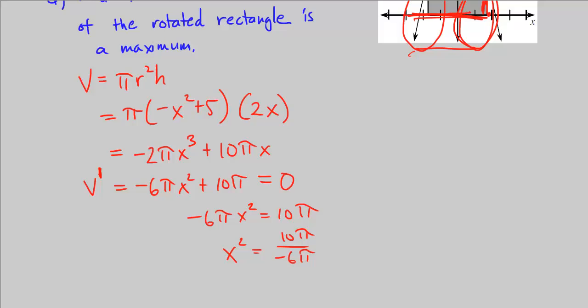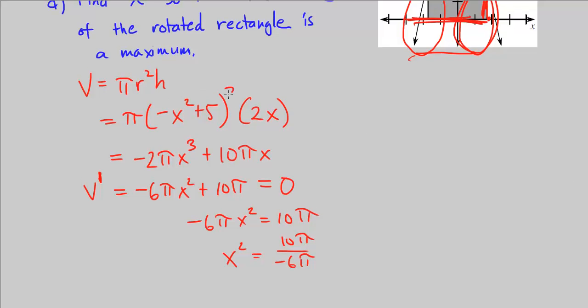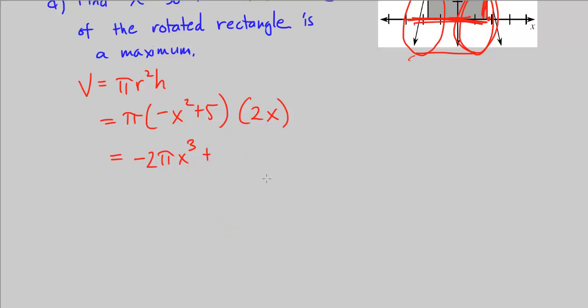Oops, you know what I forgot to do? I just looked here and I forgot to square this. Let me erase this all because I made a big mistake. So this should be pi r squared h, r squared. So this is r, so we need to square it. Okay? So it's not as simple as I had made it out to be.